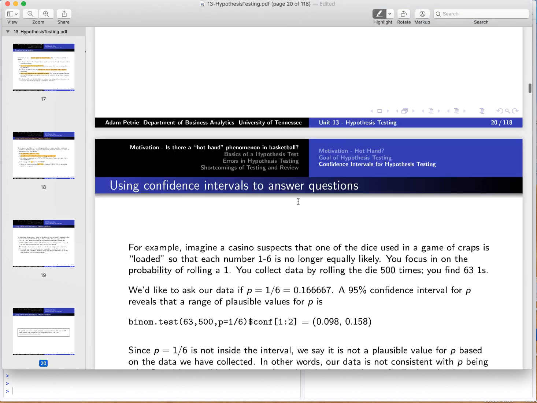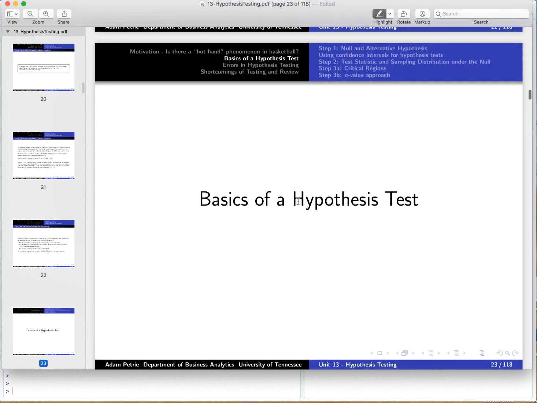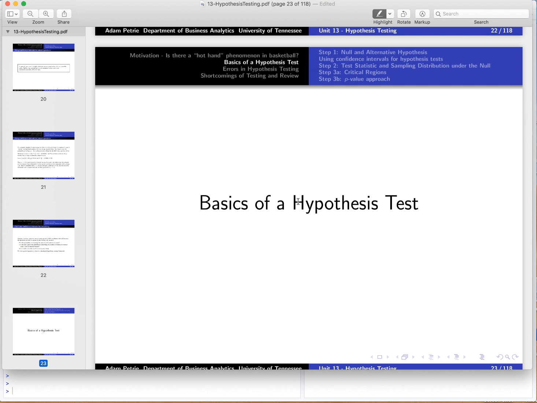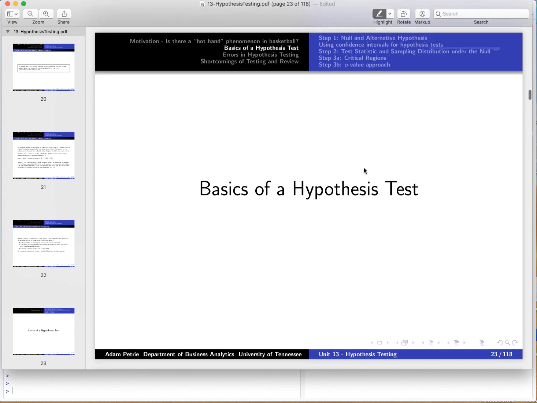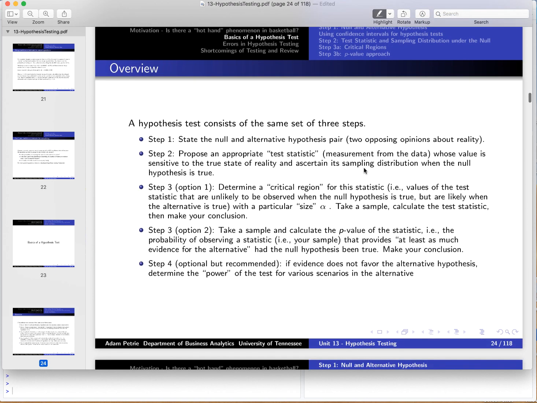All right, so what we'll move into now is the basics of a hypothesis test. If we can't use a confidence interval to help us out, what is the procedure for running a hypothesis test? All hypothesis tests essentially come down to the same set of 4 steps. 3 steps and really kind of a 4th optional step here.